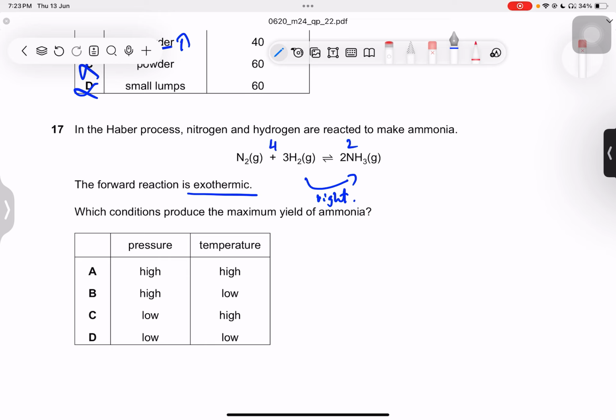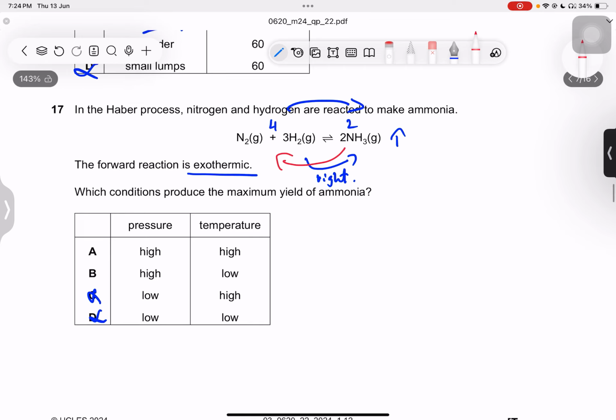So if we increase the pressure, the reaction will move to the side with fewer moles, so to the right, increasing ammonia. So pressure should be high, not low. And if we increase the temperature, the reaction will move backwards because the forward reaction is exothermic. If the forward reaction is exothermic and you increase the temperature, the equilibrium shifts towards left. So the temperature should be lowered, thus the answer is B.